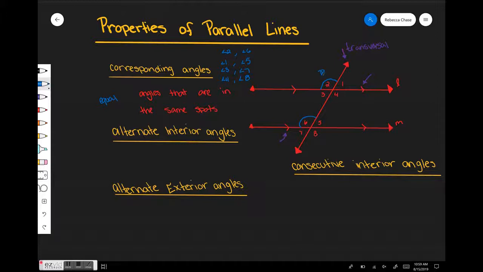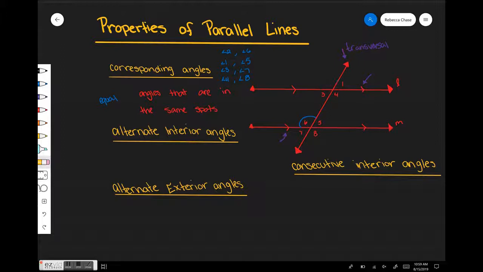So if I tell you that angle 2 is 78 degrees, I can also automatically assume that angle 6 is also 78 degrees. Okay, so let's get rid of that. The next one we're going to talk about is alternate interior. The next two are going to be pretty self-explanatory. We know that alternate means opposite, and interior means on the inside.